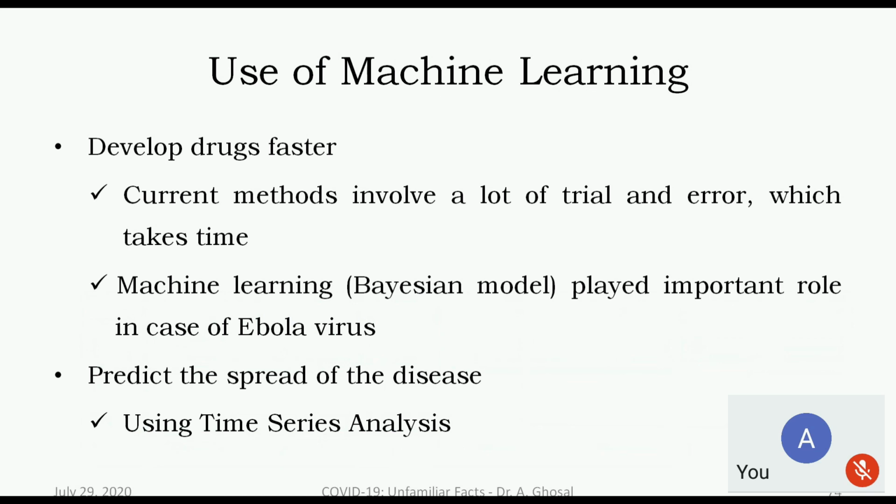You can also predict the spread of the disease. That means, suppose in a time frame of 2 months or 5 months, how many people will be infected in India or in the world by COVID-19. It can be predicted, and prediction can also be done by machine learning.